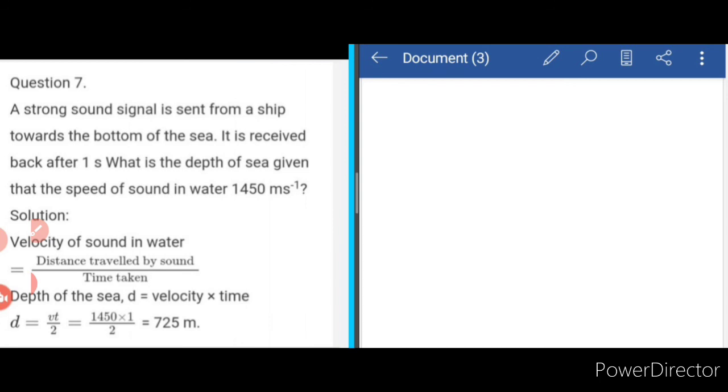Now copy these 13 numerical problems in your classwork and submit your classwork in the school office on Friday.